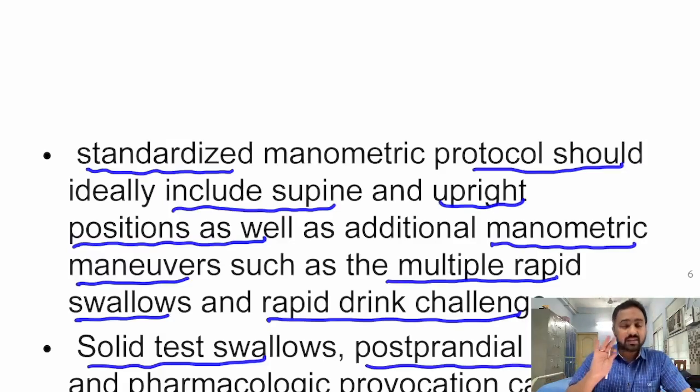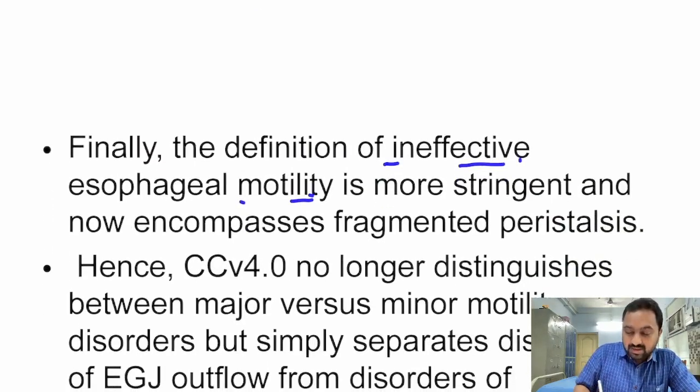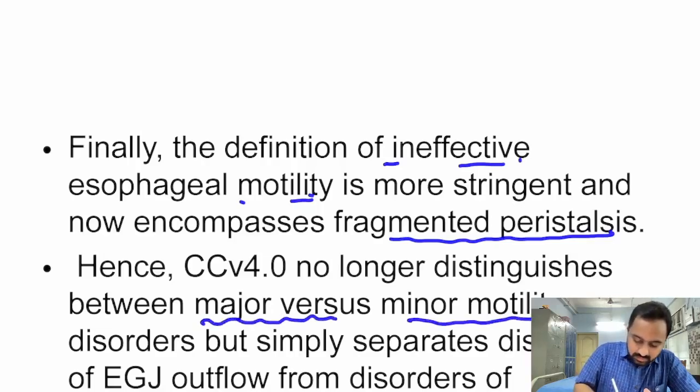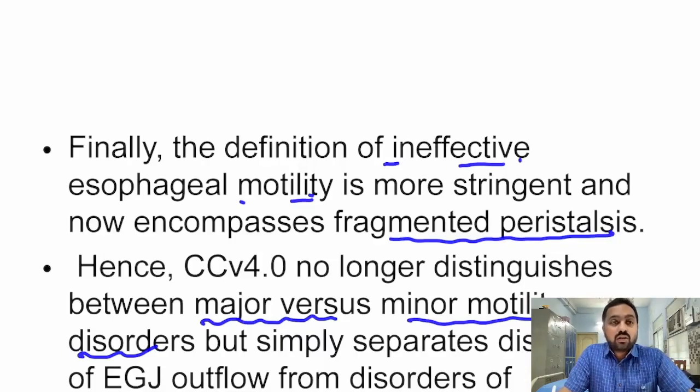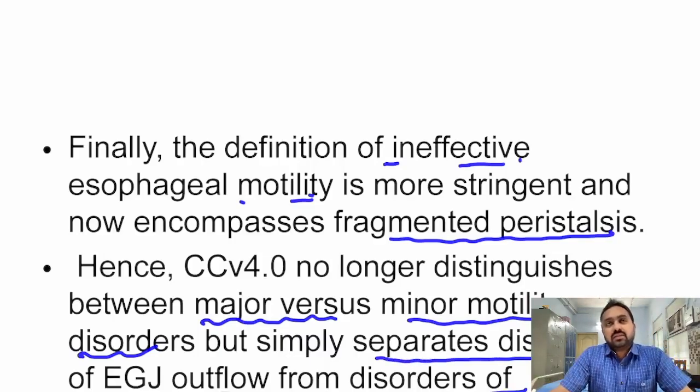And finally, the last change is that the definition of ineffective esophageal motility is more stringent and now encompasses fragmented peristalsis. It basically no longer distinguishes major versus minor motility disorders, as we had seen in the third version of the Chicago classification. Rather, it simply separates disorders of EGJ outflow from disorders of peristalsis. So let's not go much into detail. Remember these four important points that might be your potential MCQs for the new classification of esophageal motility disorders.